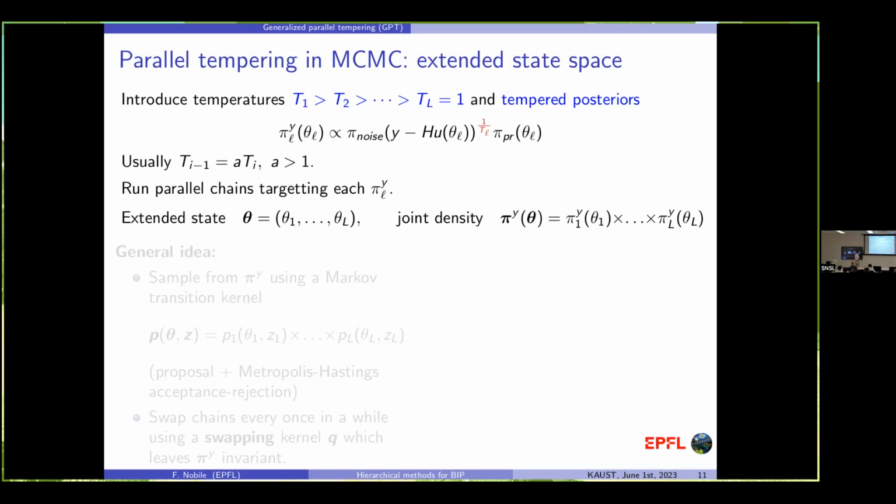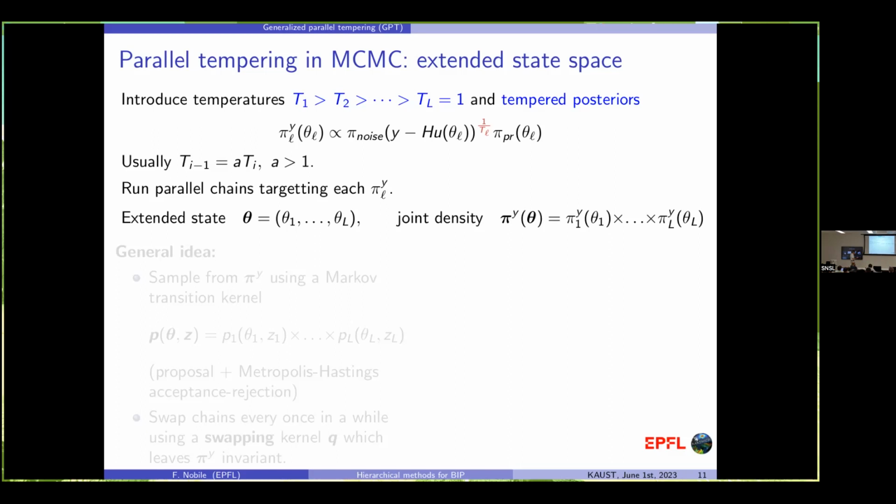Now the idea of parallel tempering is that you run parallel chains with all those temperatures. So now your state becomes a state vector, capital theta: theta one, theta two, up to theta L. Those are the parallel chains that I'm running at different temperatures at the same time. Each one of the chains will target the corresponding posterior distribution, so the joint state has a joint density, which is a product of the posteriors at the different temperatures.